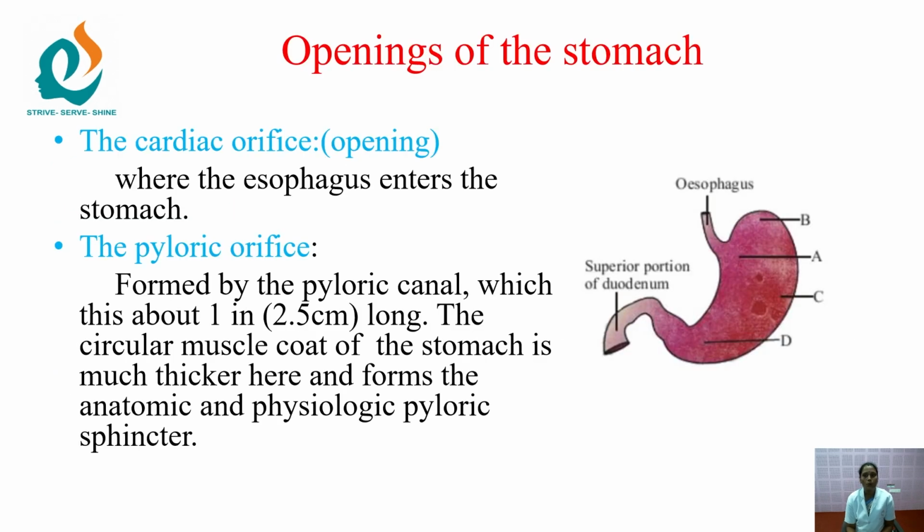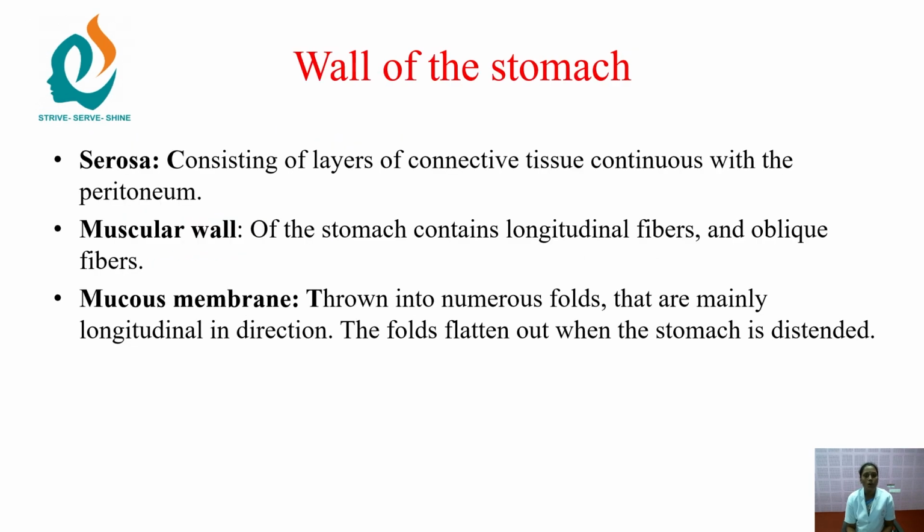Next, the openings of the stomach. There are two openings: the cardiac orifice and the pyloric orifice. At the cardiac opening, the esophagus enters into the stomach. The pyloric orifice is formed by the pyloric canal, which is about 1 to 2.5 centimeters long. The circular muscle coat of the stomach is much thicker here and forms the pyloric sphincter.